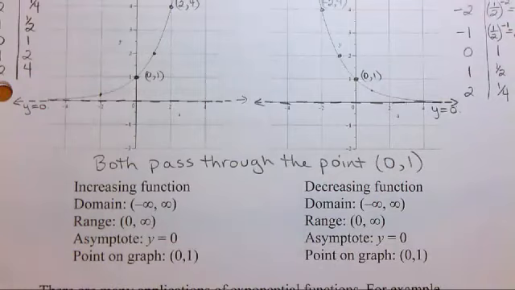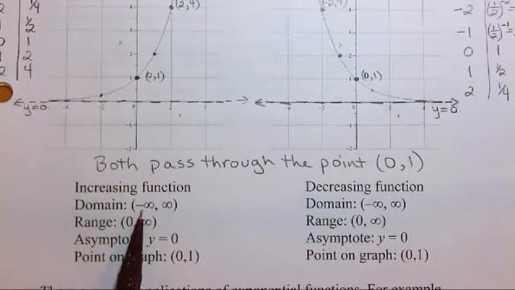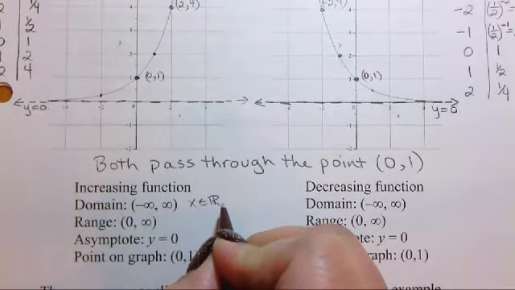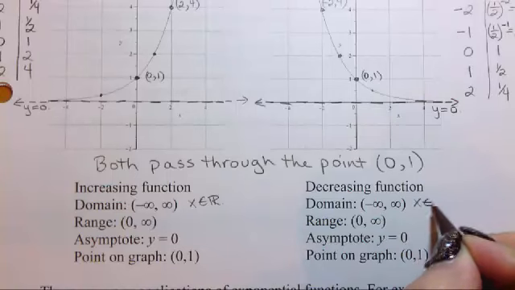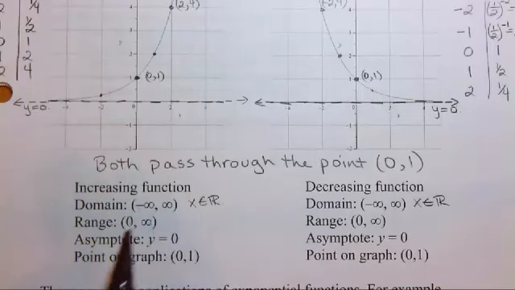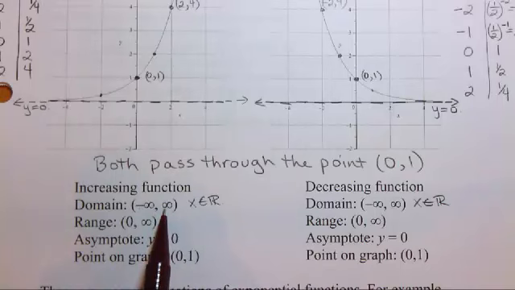And the domain for both of them, which means any x value, can be inputted. So you could also write this as x is an element of the real number system, which means that every single x value goes in. This is in interval notation. So all the way from negative infinity up to positive infinity.